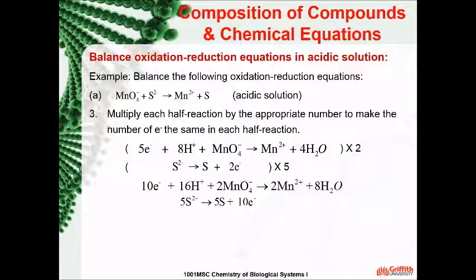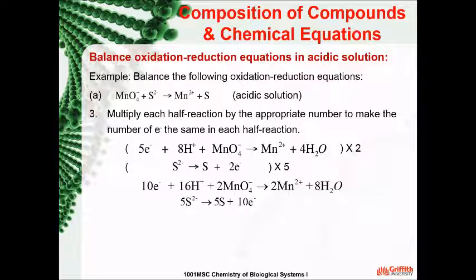So now the 2 half equations are 10e- + 16H+ + 2MnO4- → 2Mn2+ + 8H2O, and 5S2- → 5S + 10e-.